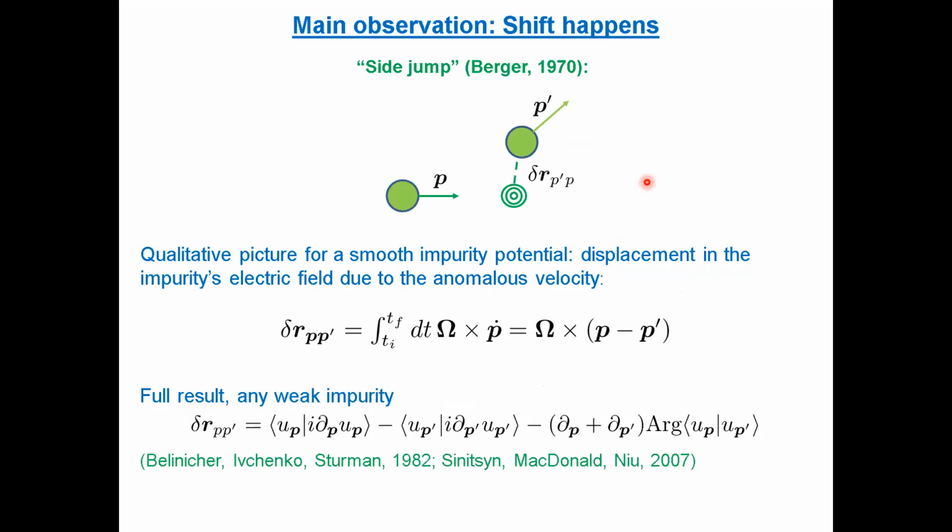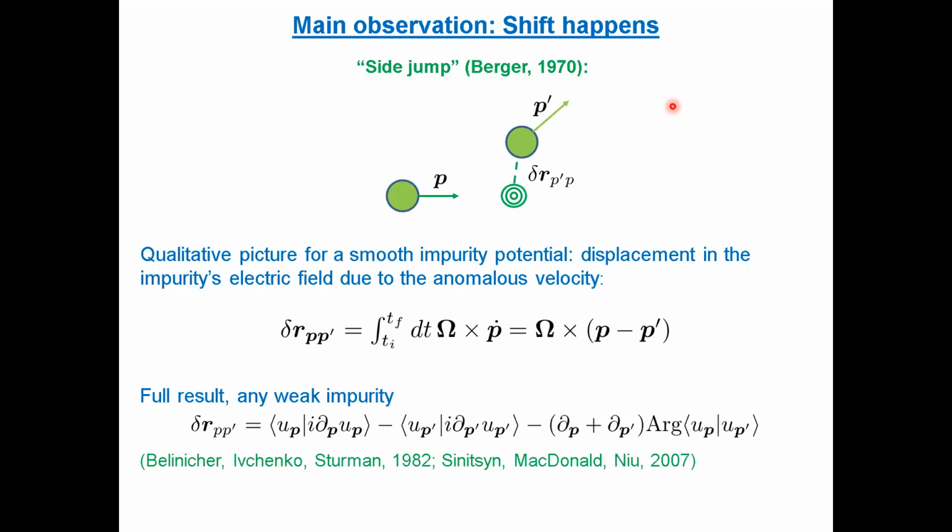Okay, so they go back to the 70s as one of the possible mechanisms for anomalous Hall effect. And the idea behind these shifts is very simple. We have just discussed that the position of the electron on the lattice depends on its quasi-momentum. So when you scatter an electron off an impurity, you have a sudden change in the quasi-momentum. So there is a sudden change in the position of the electron within the lattice cell. And basically that's the shift we're talking about.